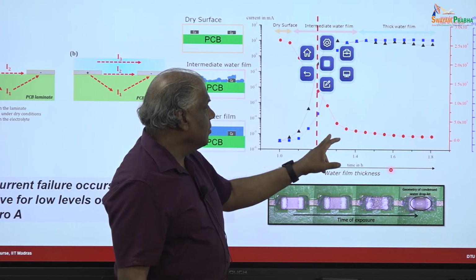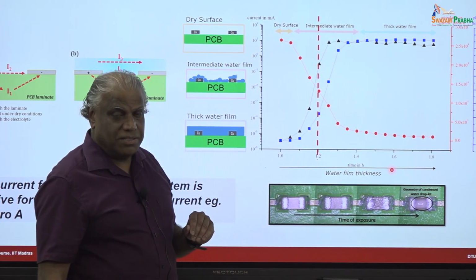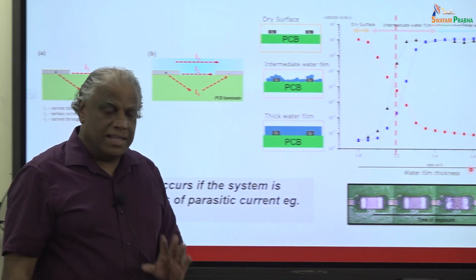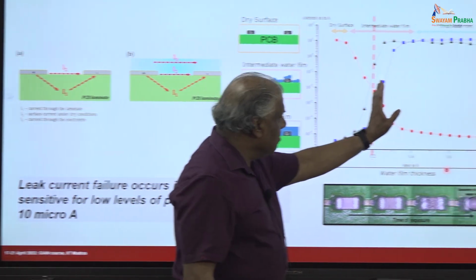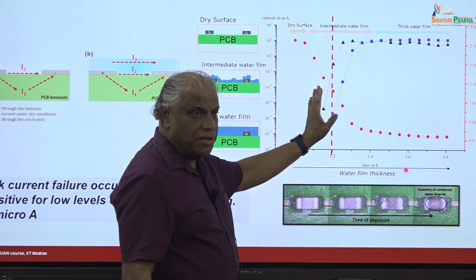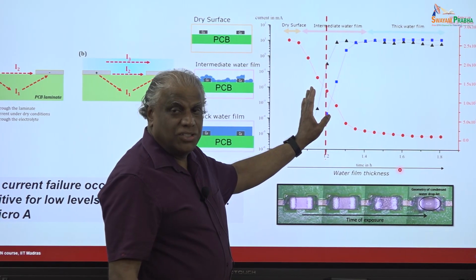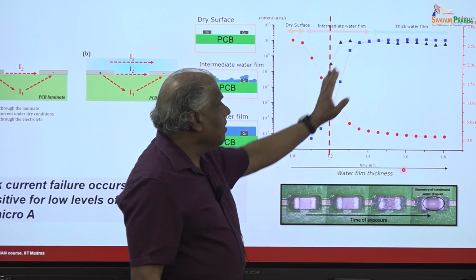What is this transition point? We will see that later. What it tells us is that if we can keep the water film thickness lower than this value during the condensation regime, you never lead to the failure.